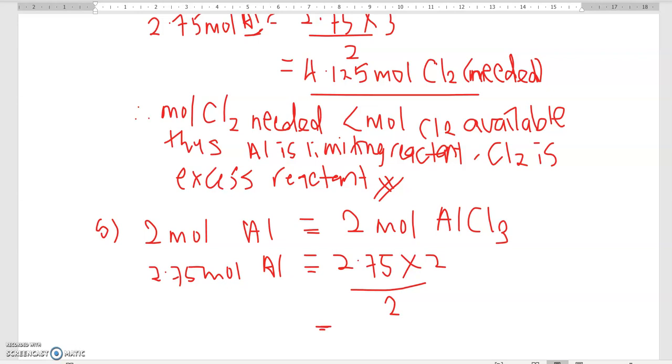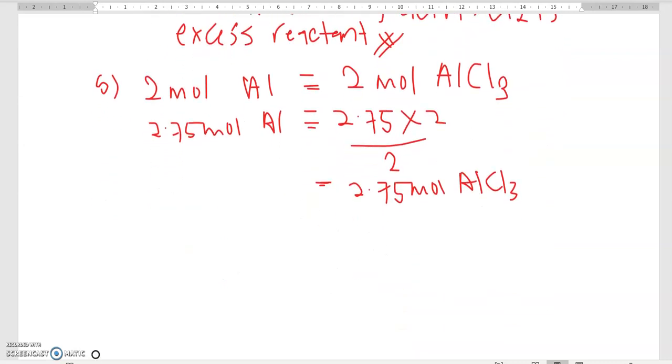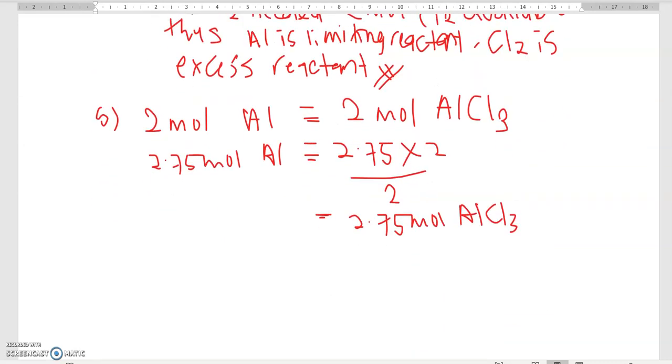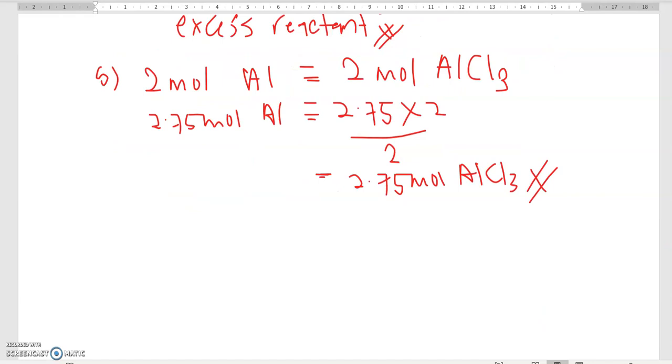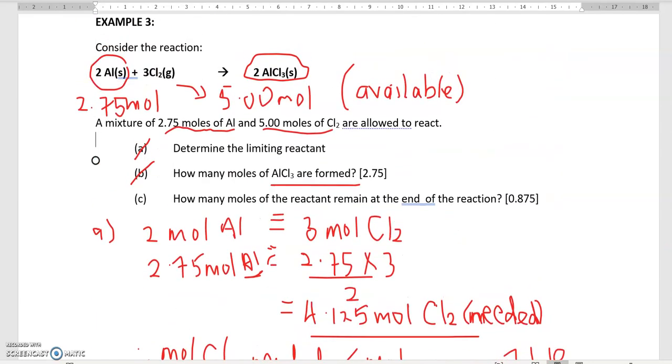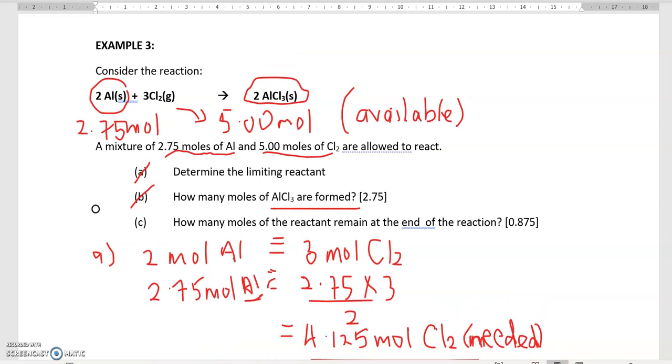So we can get the mole of AlCl3 also 2.75 mole. So the target question, how many mole? So 2.75 mole is our final answer. Now the third question: how many mole of the reactant remain at the end of the reaction? So the target question is the reactant that remains, so it must be labeled as chlorine.